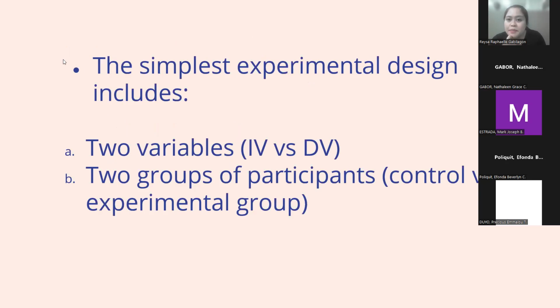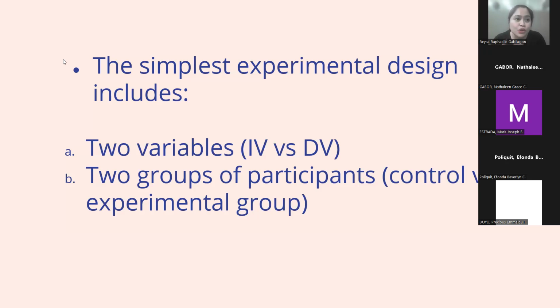Now, the simplest experimental design includes this one. At least two variables. We really have to identify our independent variables and the dependent variables. So we should know what we are going to manipulate or control in our study. And at the same time, we should know the expected outcome. And that is the dependent variable.